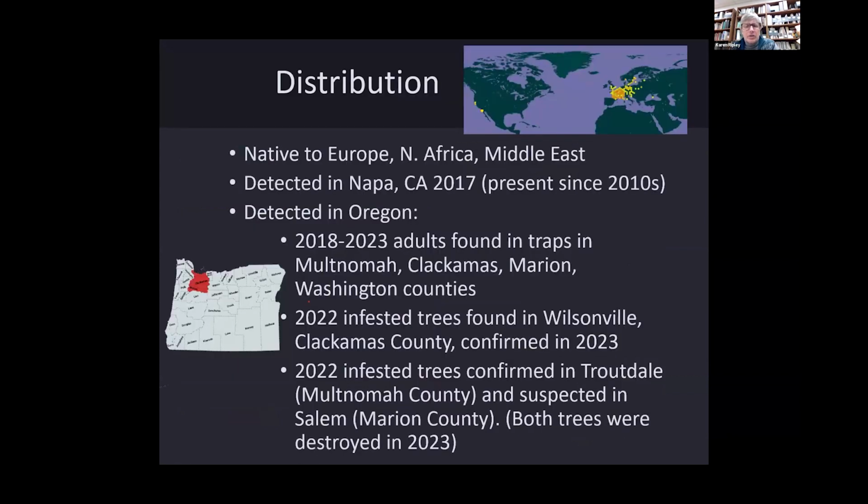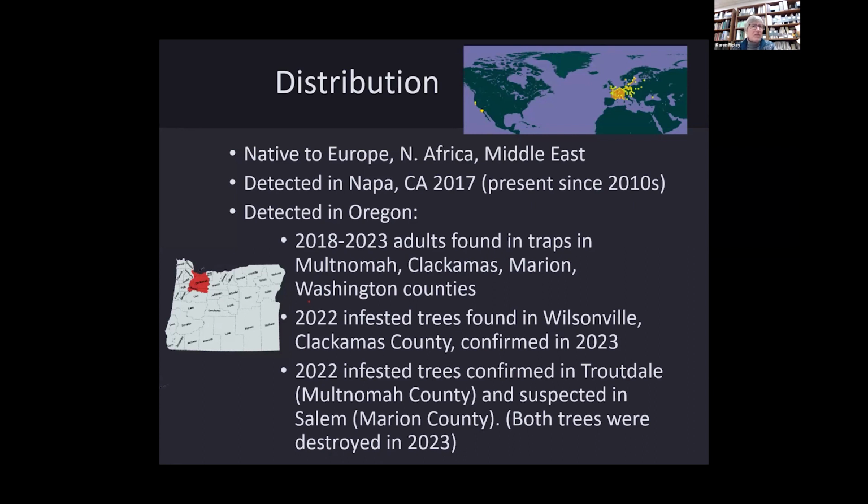So the native distribution of the Mediterranean oak borer and its fungus is that it's native to Europe, North Africa, and the Middle East. And it was detected in Napa, California in 2017. It was probably present since the 2010s. In Oregon, it's been detected between 2018 and 2023.